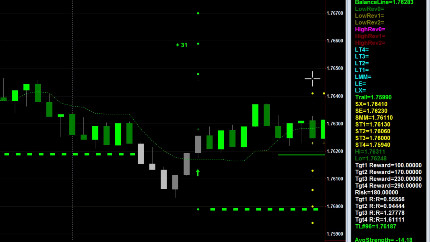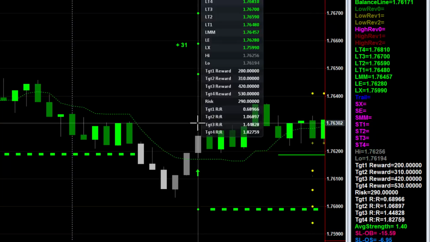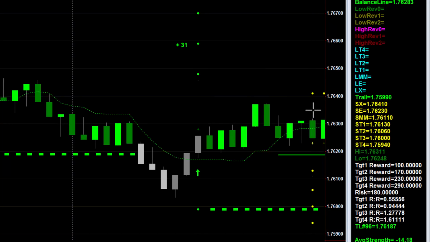What we're going to try to do is protect the trade we're in, but we have to respect the fact that the market could be turning and going the other direction. See the little plus sign? That's an entry. If it's below the dotted line, it's a short. If it's above, it's a long. So here we're in a long. There's a possible short right here.